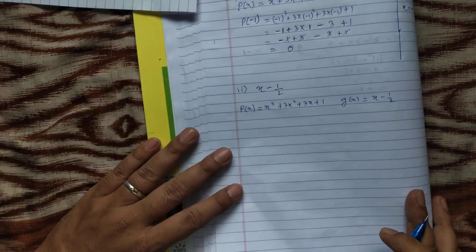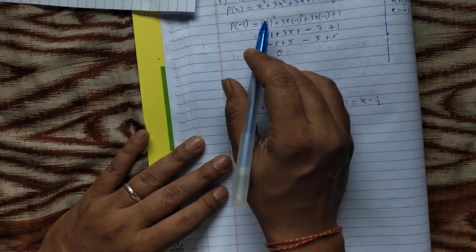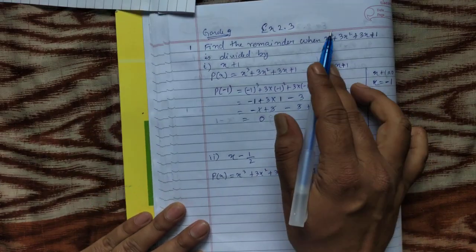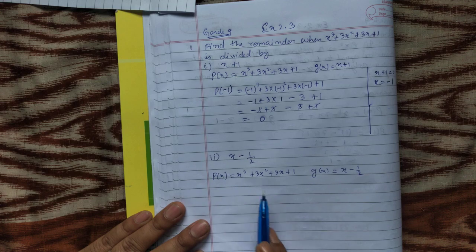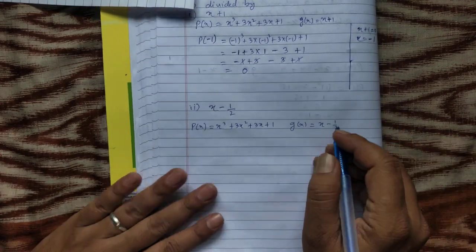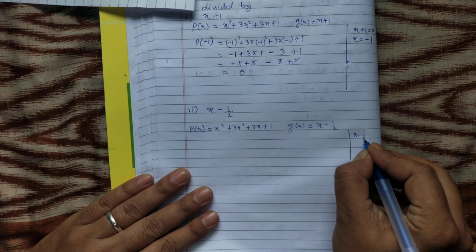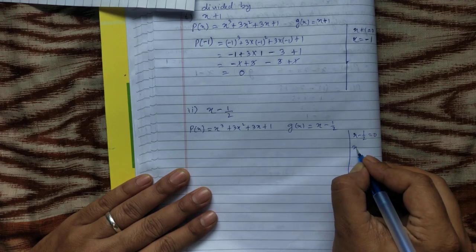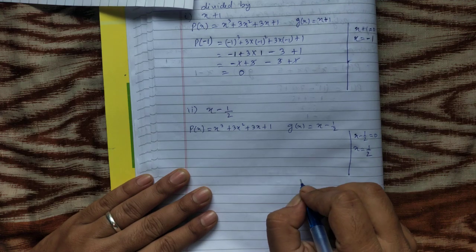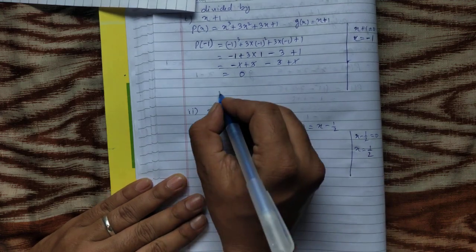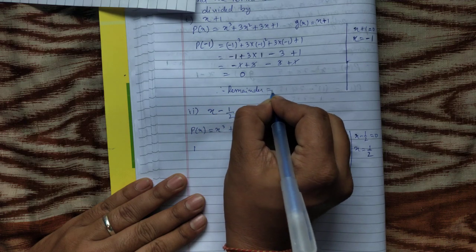Next, let's do the next question. p(x) is already given, I wrote it as in the question, but g(x) in question number 2 is given as x minus half. How to find it? Rough work. We'll take x minus half equal to 0. So x will be 1 by 2. So the remainder will be, you can write here, therefore remainder equal to 0.